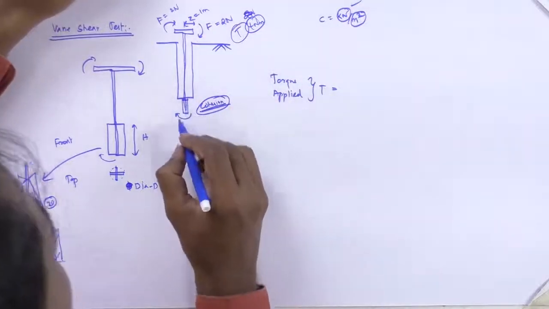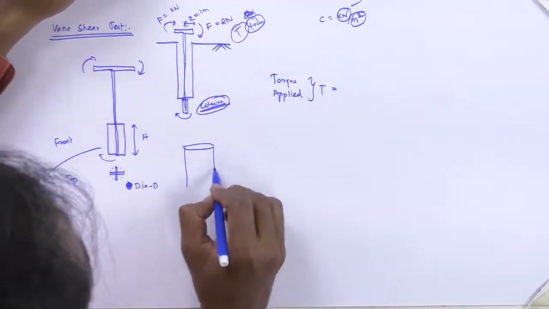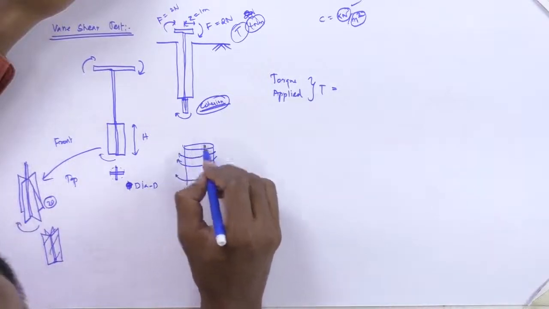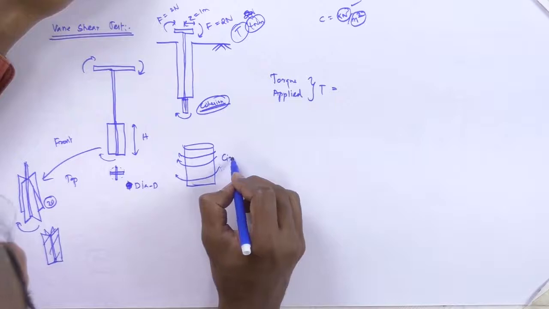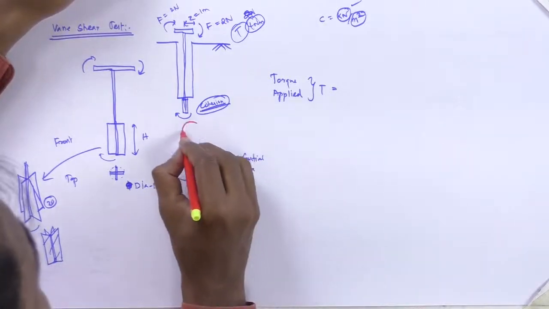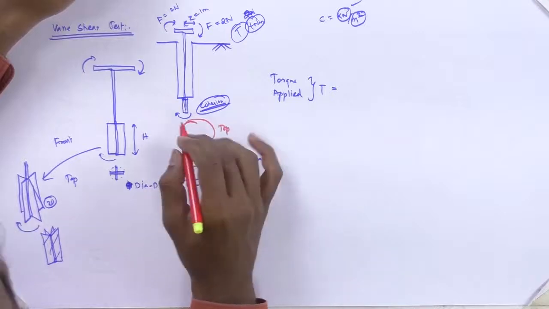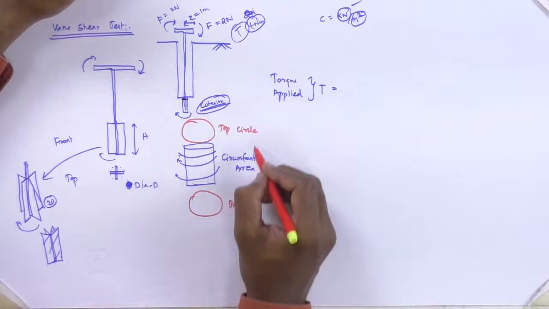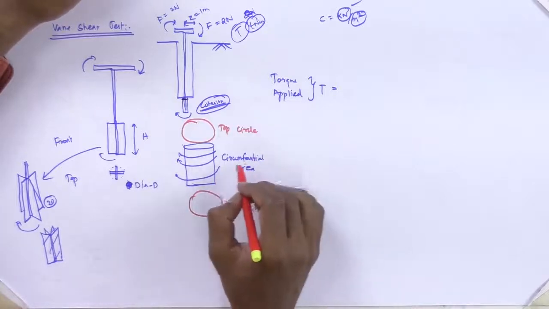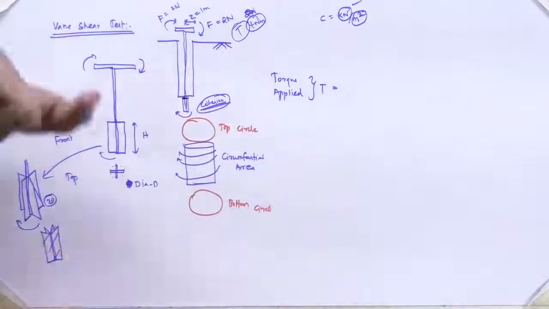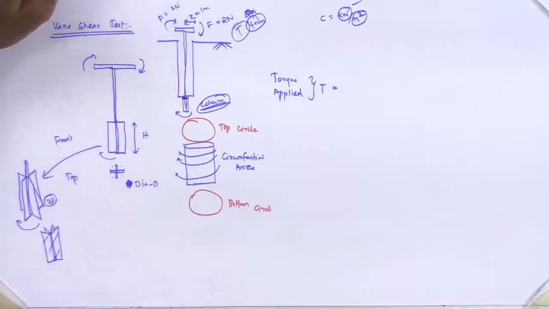So the area subjected to shear is going to form like a cylindrical surface. Let us say this is a circumferential area, as well as this top circle, which is also subjected to some shear, and the bottom circle is subjected to some shear. So this is a circumferential surface area, this is the top forming a circle, and the bottom forming a circle.